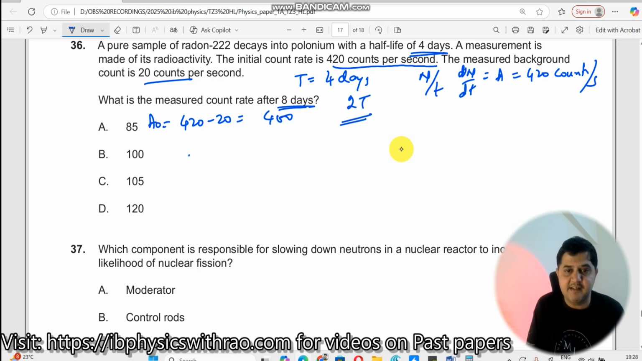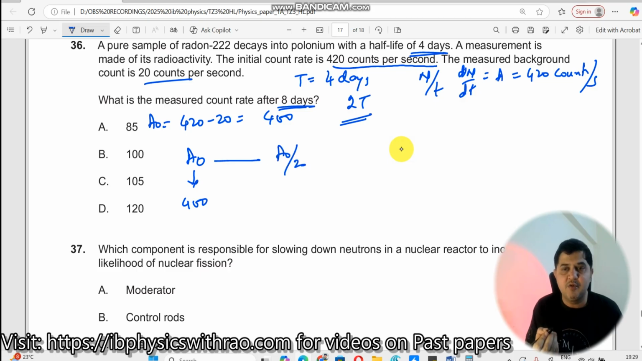Now let us write something like this. If the initial activity was 400, after removing the background, after one half-life, this becomes how much? A naught by 2. Why A naught by 2? Because activity behaves similarly to the number of atoms. So this becomes 200 after the first half-life, after 4 days. After the second half-life, it becomes A naught by 4, which is equal to 100.